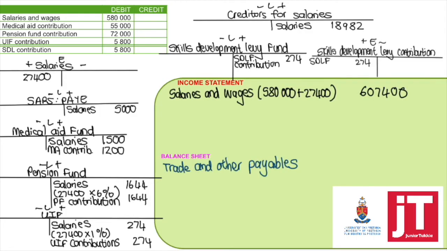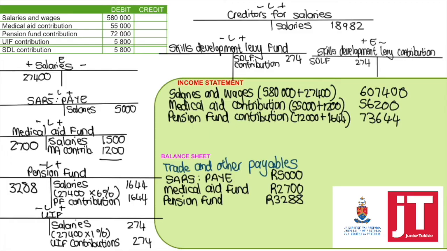If I look at the gross salary, the salaries and wages, it will always appear in my income statement. So from the pre-adjustment trial balance, 580,000 plus 27,400 equals my new expense updated total, 607,400. SARS pay as you earn will form part of my balance sheet. Trade and other payables, 5,000.